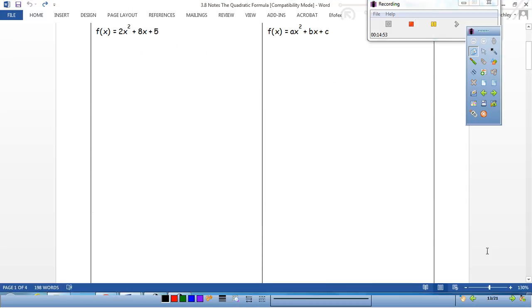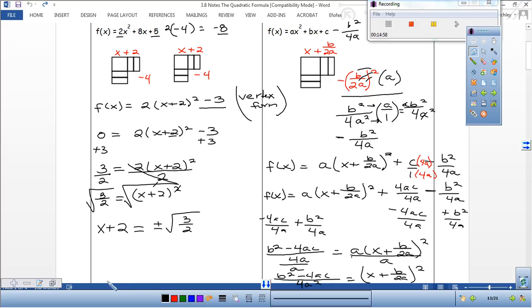Now I'm running out of room here, so I have to scroll down a little bit. Can you go back? Sorry. Tell me if I'm going too fast, you guys. Where? This is radical 3 over 2?